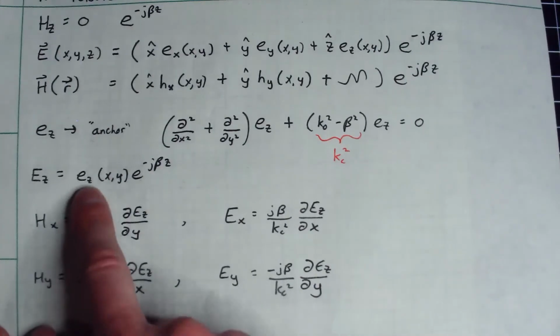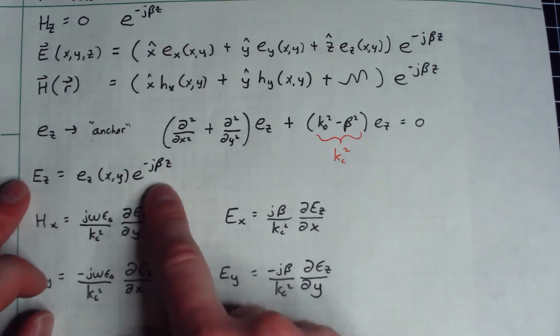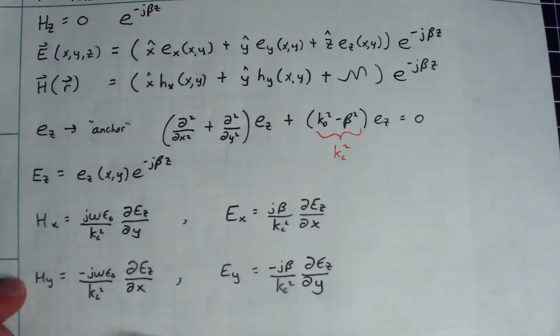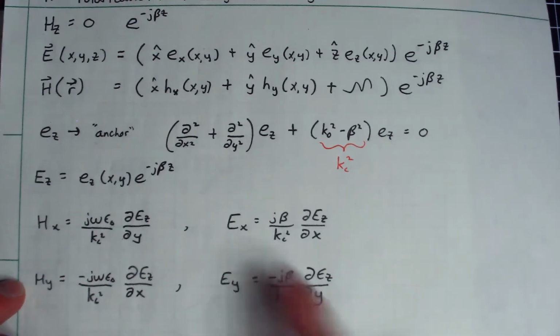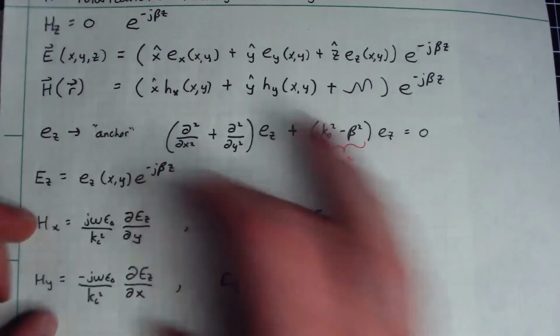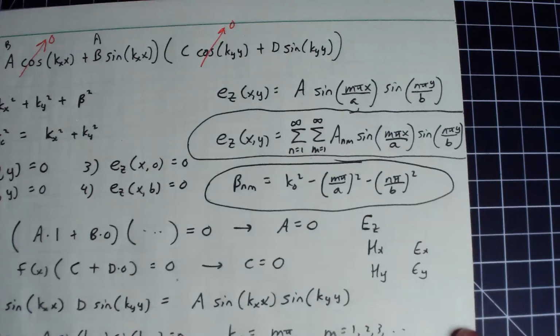Okay, so once I have a solution for each little piece here, I can then create the full profile by tagging on this little bit here to get a full E sub z, and then all the rest are derived accordingly. So that's the idea of using this as our anchor. Once I calculate this, everything else will follow. So that is the general solution.